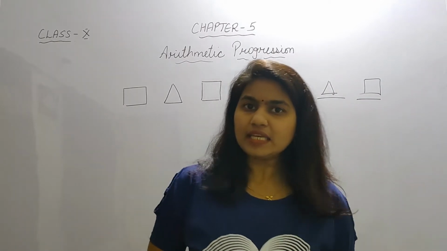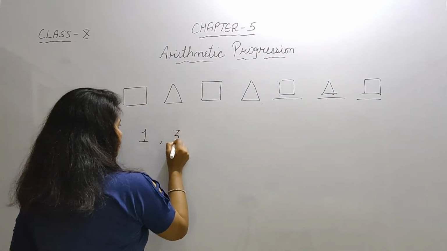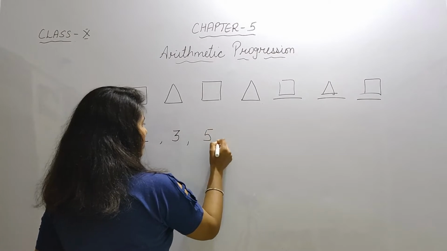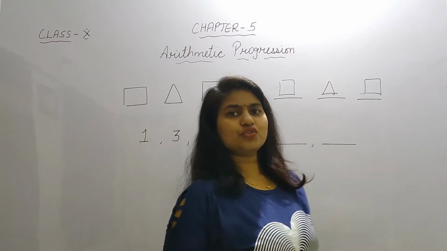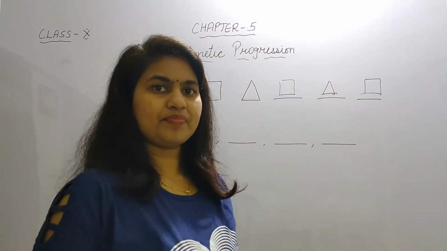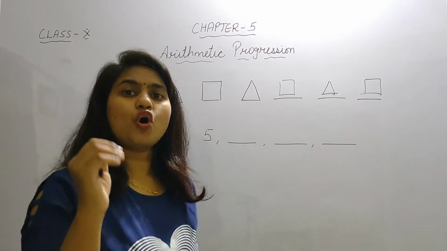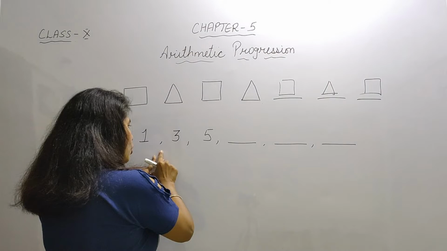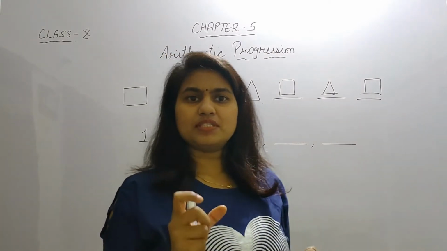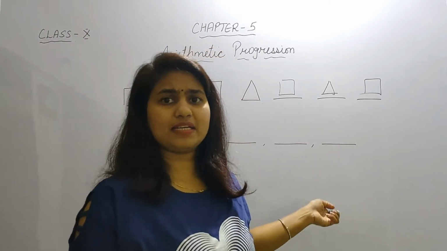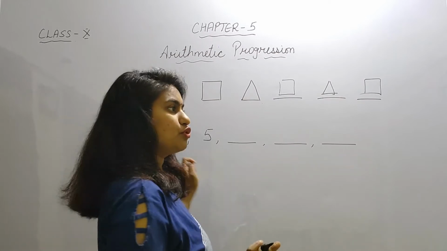But if I give you the numbers like 1, 3, 5 and I ask you to complete this pattern, then first of all you will observe what is the common difference between these numbers. After identifying the common difference, you can easily complete this pattern as well. So let us find out what is the common difference between these numbers.